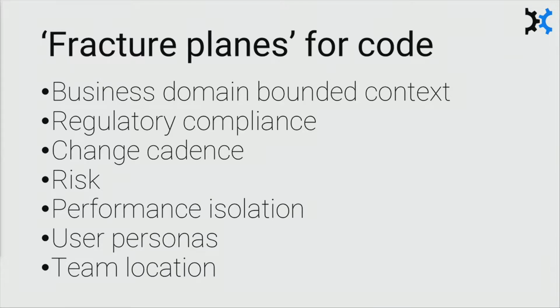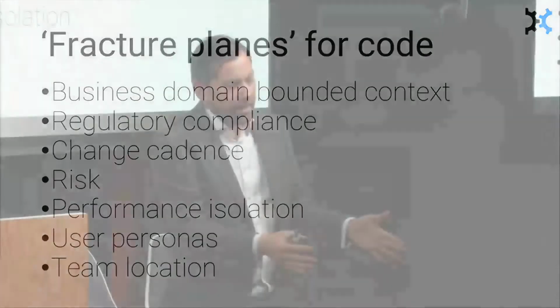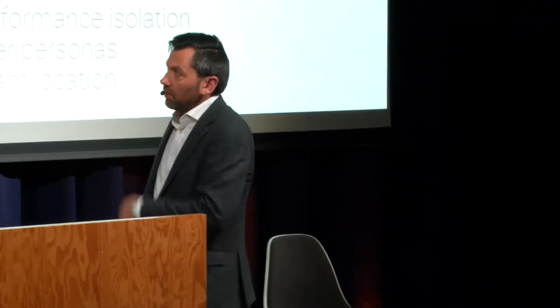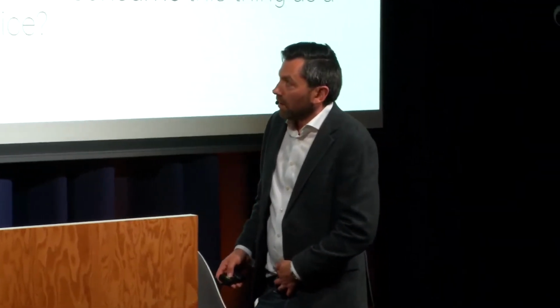So the business domain bounded context, this is a DDD concept. Align it to profit and loss or division of the business. So something like my account versus payment versus catalog, that kind of thing. I'll go through all of these in a minute. Or will I?